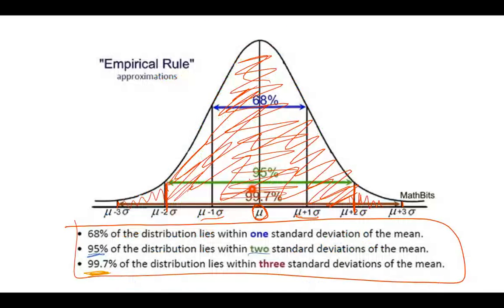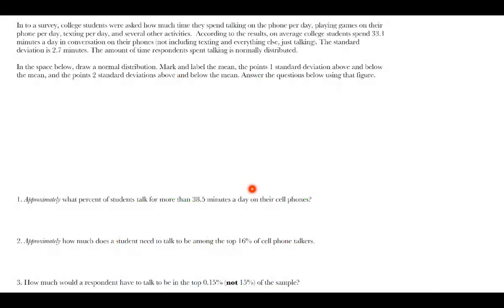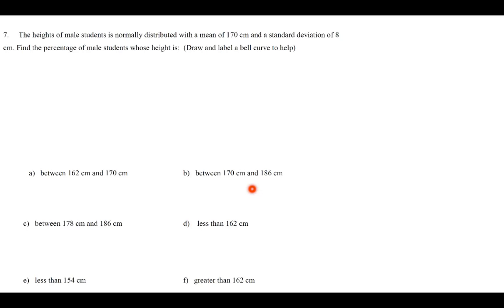All right, let's go ahead and answer a couple problems. Sorry, my slides are a little bit wacky here. All right, let's just start with this one. The heights of male students is normally distributed with a mean of 170 centimeters and a standard deviation of 8 centimeters. Find the percentage of male students whose height is, and then we're supposed to draw and label a bell curve to help, and we're going to answer some questions here.